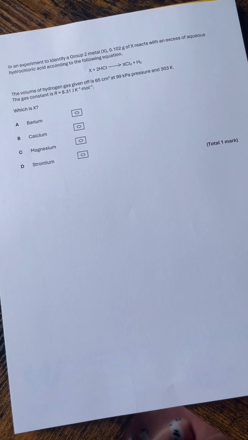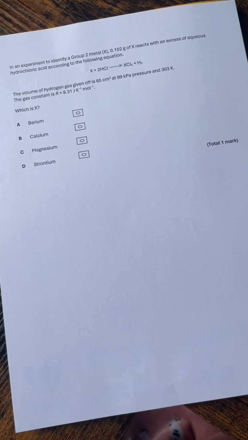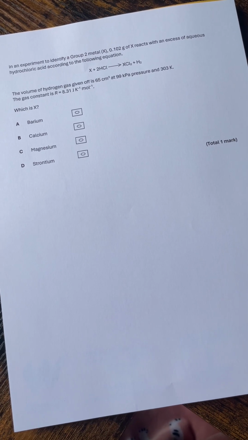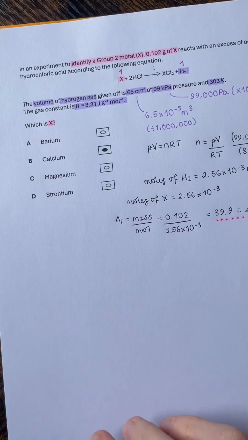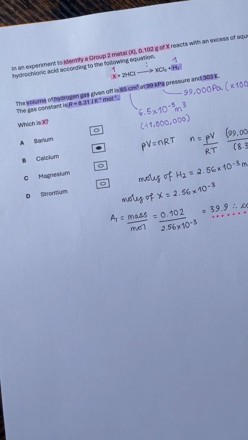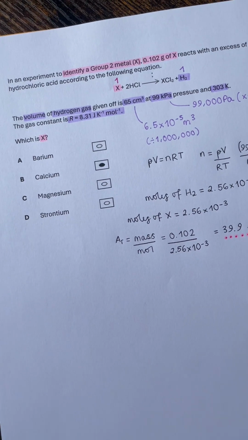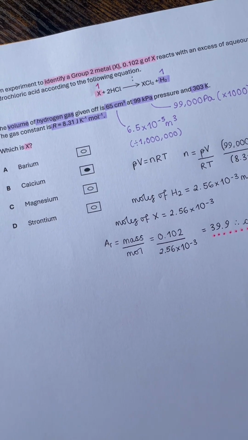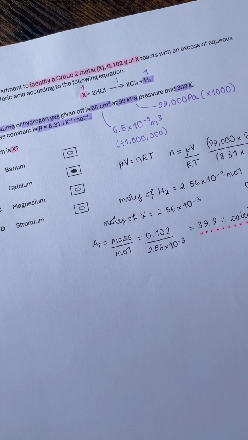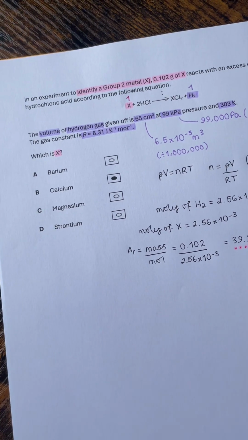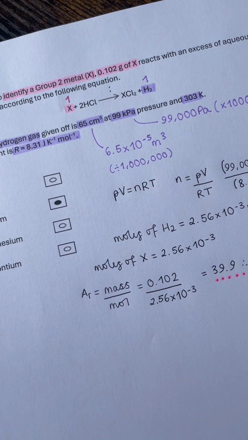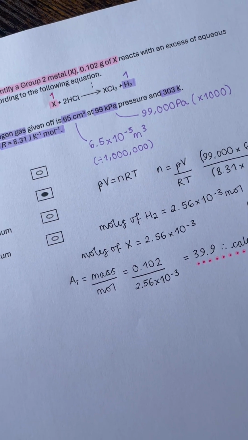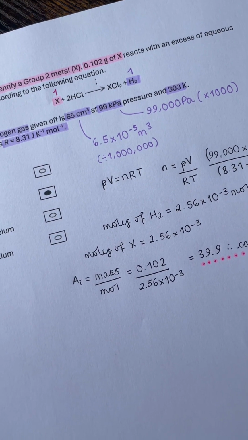I will do my annotating, my highlighting, my worked answer, and I will come back and explain this calculation to you. Okie dokie, so we're told in an experiment to identify a group 2 metal, which they've assigned the letter X, 0.102 grams of X react with an excess of aqueous hydrochloric acid according to the following equation. So X reacts with 2 lots of HCl to make XCl2 and H2.